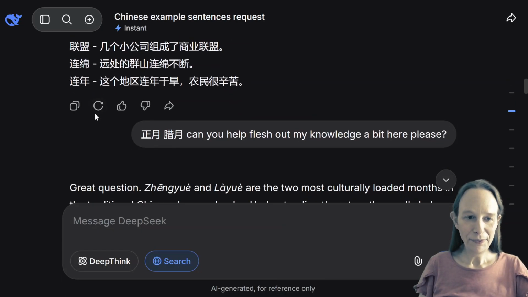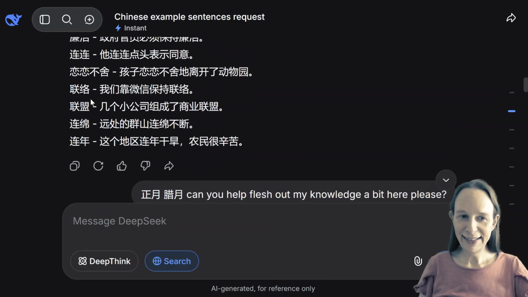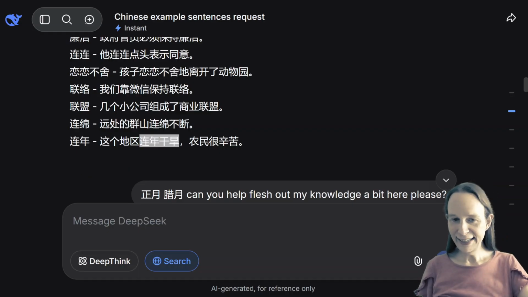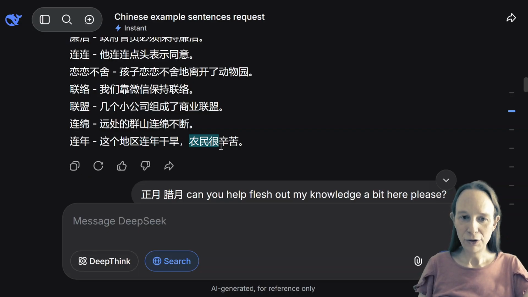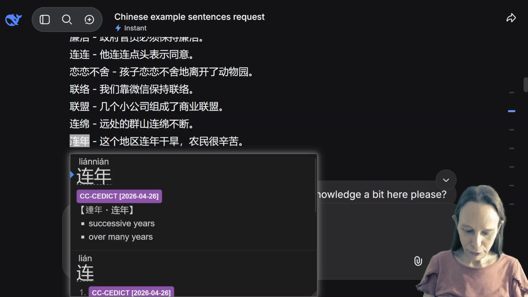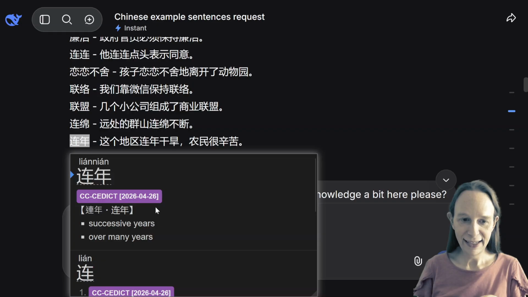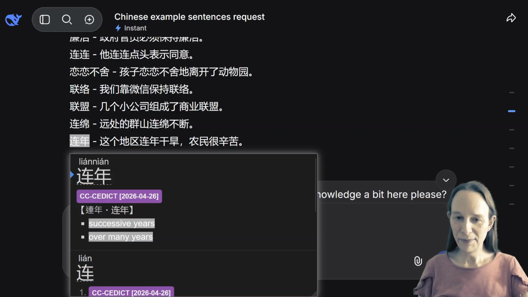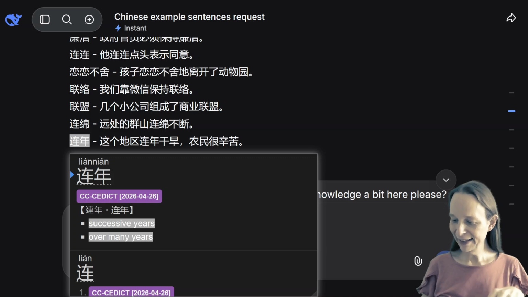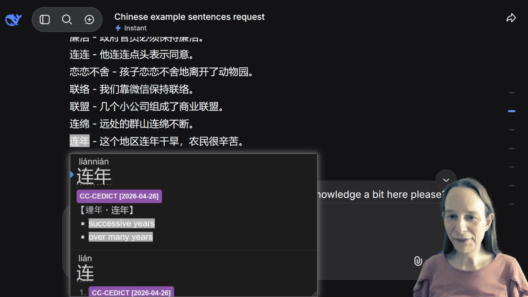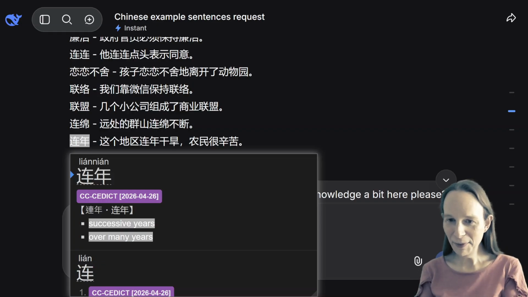Let's continue. 连年, so consecutive years. 连年, 这个地区连年干旱. So consecutive years of drought. 农民很辛苦. Yeah. 连年, 连续多年. Okay. Yeah, 连年亏损. 连年. So successive or over many years. I don't think there's anything else to say. All right, let's call it a video before my computer falls apart.